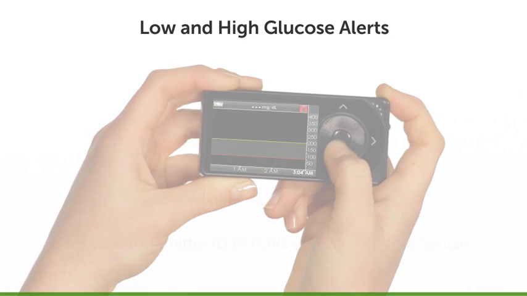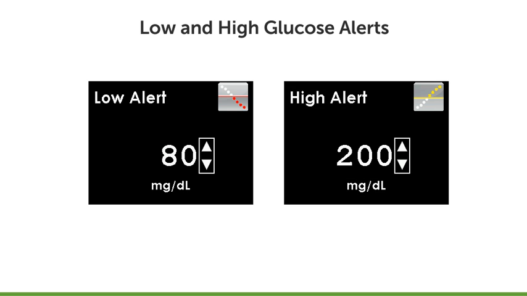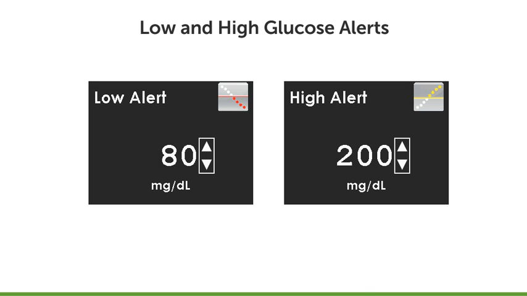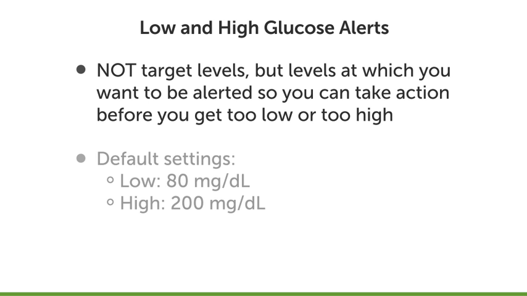For the final step in your initial setup, we will set your low and high glucose alert levels. These levels allow your receiver to alert you when your sensor readings trend above or below your individualized alert levels. These alerts are not meant to be your target levels, but the levels at which you want to be alerted so that you can take action before you get too low or too high. The alerts are defaulted to be turned on and set at 80 milligrams per deciliter for low and 200 milligrams per deciliter for high. These can be individualized based on your needs, personal experience, or suggestions from your healthcare provider.